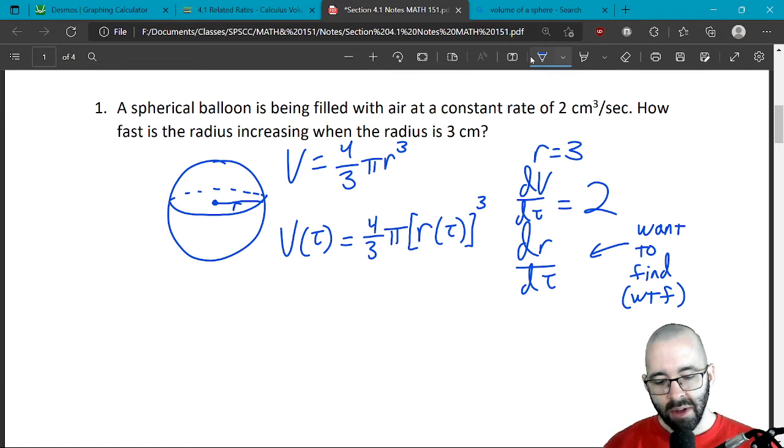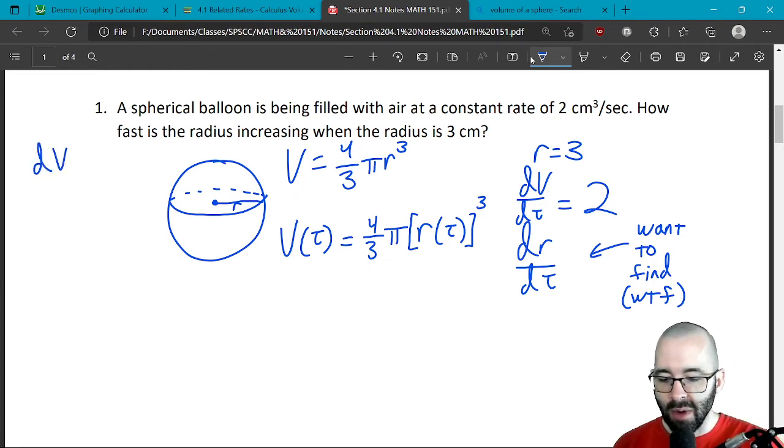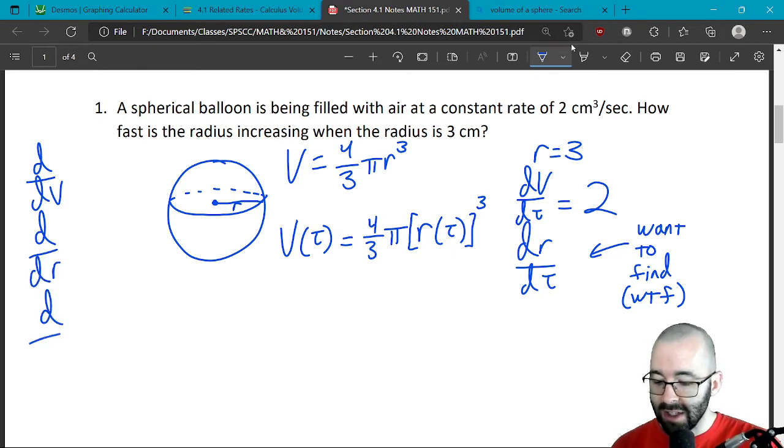And so that's my claim. And so if this is what we want to find, dr dt, how are we going to get to a derivative? We're going to have to take the derivative of both sides of this equation. And specifically, the derivative with respect to what? Because there's a lot of options. We could take the derivative with respect to the volume. We could take the derivative with respect to the radius. We could take the derivative with respect to time.